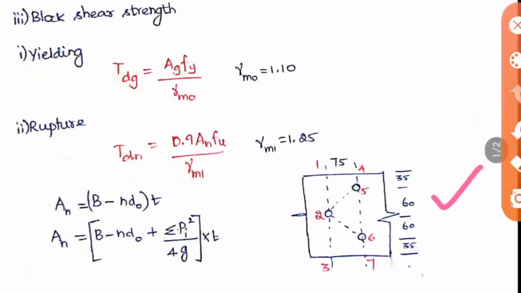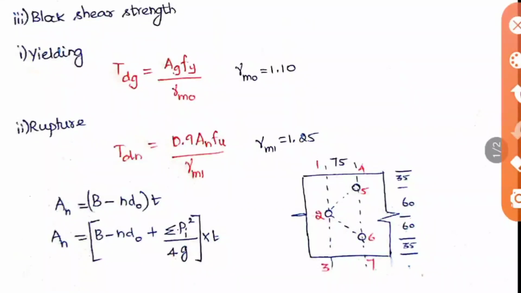The first possibility is 1, 2, 3. I have drawn this, no, 1, 2, 3. Along this the failure can happen because only one bolt is here. If you consider this, it is chain bolting, so you can directly go for (B minus n d naught) into t, where for n you should substitute only one value because in this line only one bolt is there. So for this case you will get the answer.